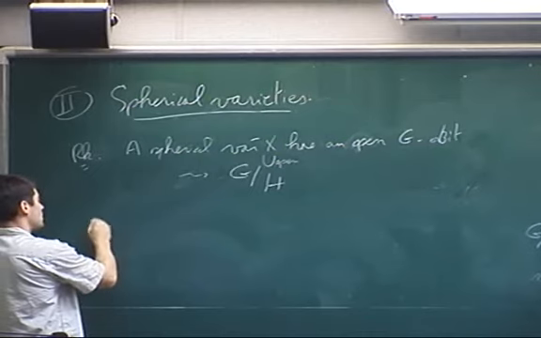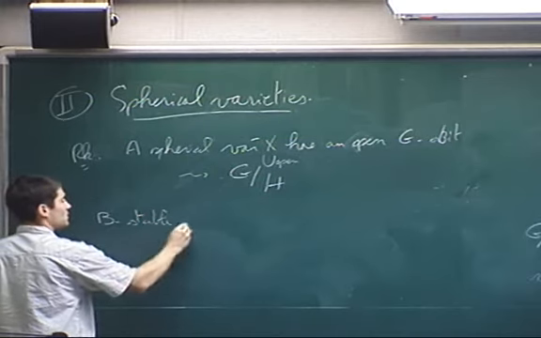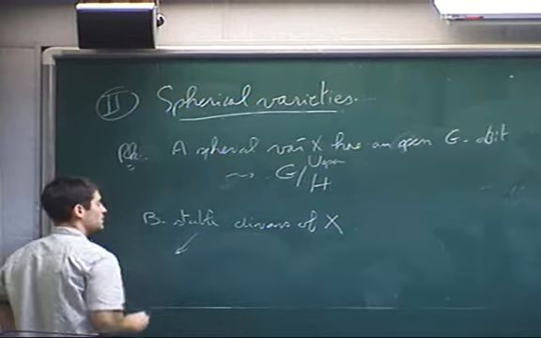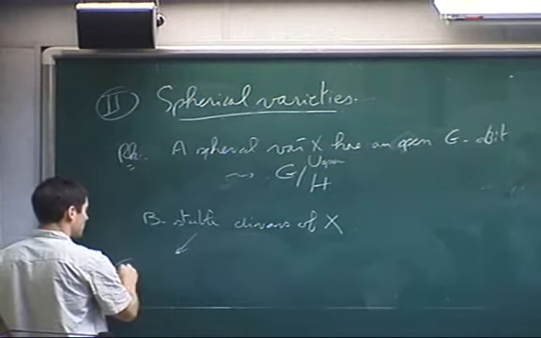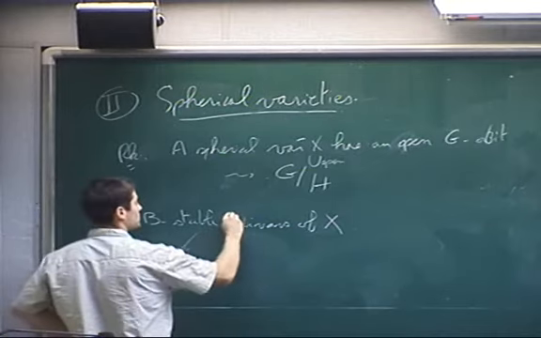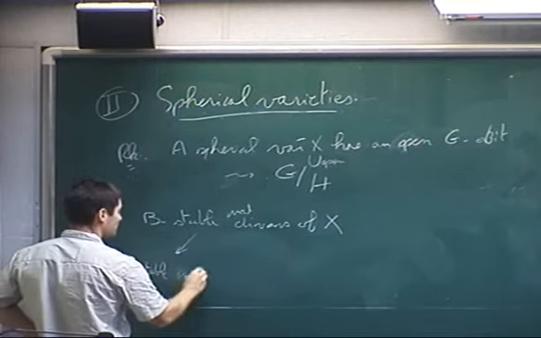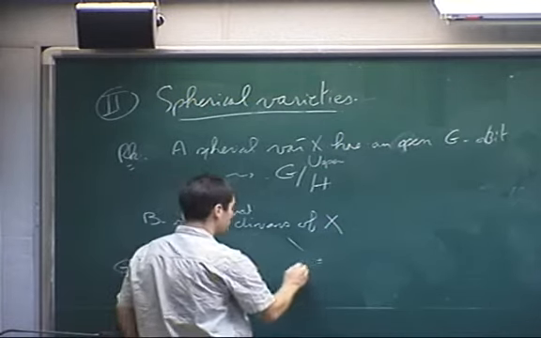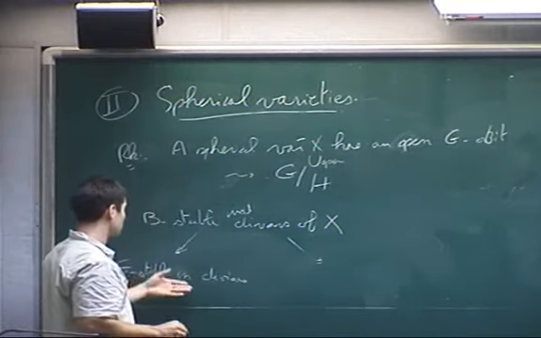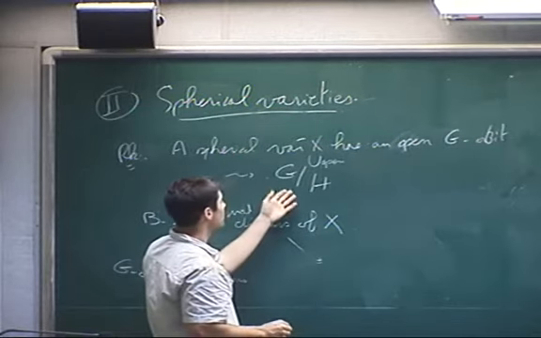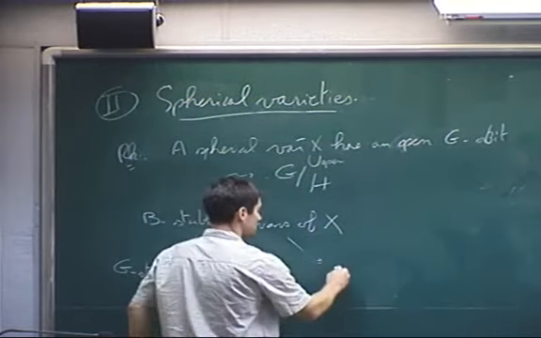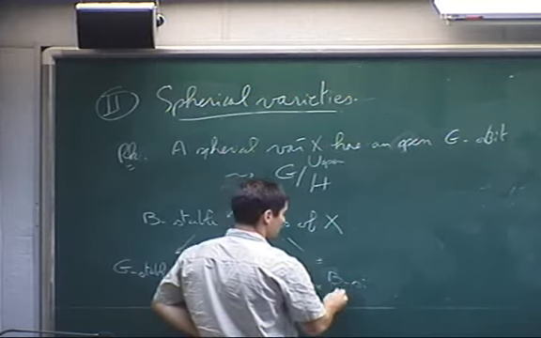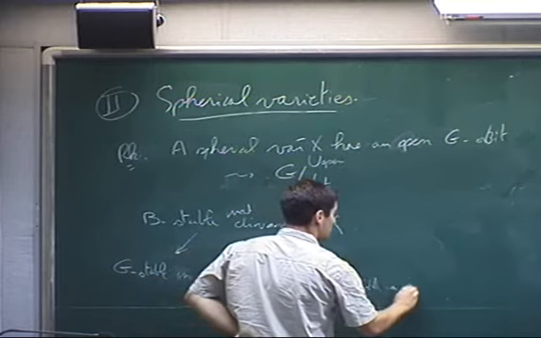And now we can look at the B stable divisors of X. So what are the B stable divisors? We have two sorts of B stable divisors. We have the divisors which are in fact G stable, so the irreducible G stable divisors. And we also have the B stable but not G stable divisors, and these divisors which are not G stable will come from the B stable divisors in G mod H. So we have the closure in X of B stable irreducible divisors of G mod H.